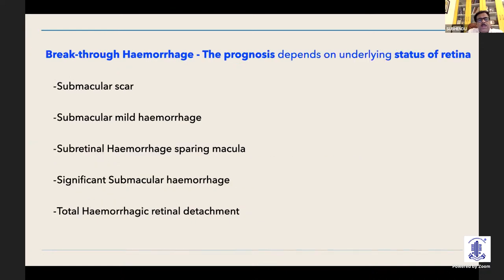For breakthrough vitreous hemorrhage, the prognosis depends on the associated retinal pathology, particularly the macular pathology: whether there is a submacular scar, mild submacular hemorrhage, or subretinal hemorrhage sparing the macula, which has the best prognosis. But if the patient has significant submacular hemorrhage or total hemorrhage, you have to do some kind of active treatment, otherwise the patient won't gain anything. Preoperatively the patient will be PL/PR, and postoperatively only hand movement or marginal improvement will be there. So preoperative counseling is very important in this type of case.